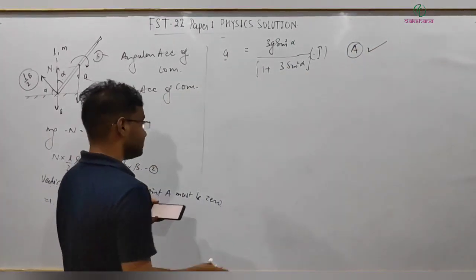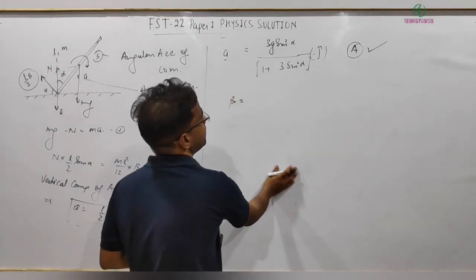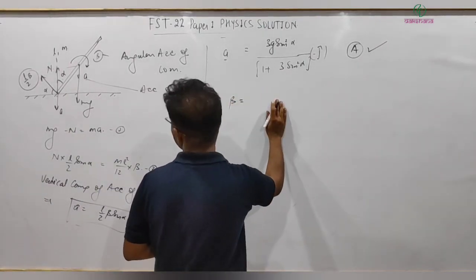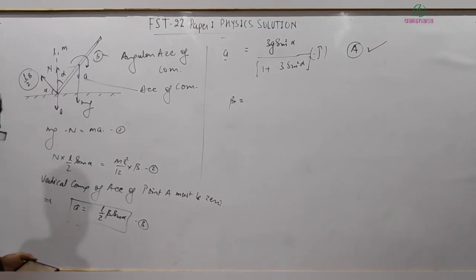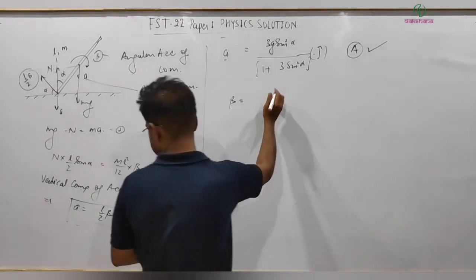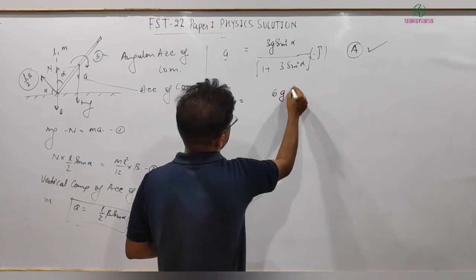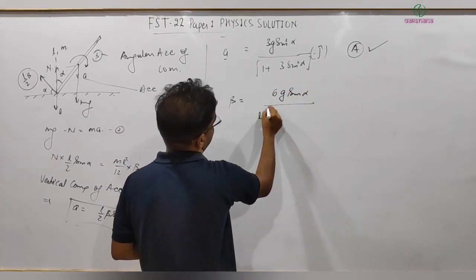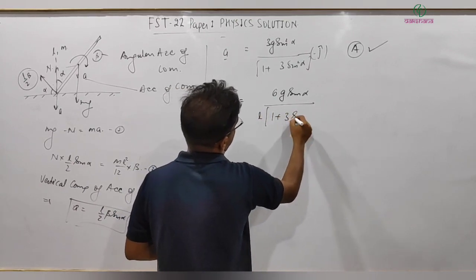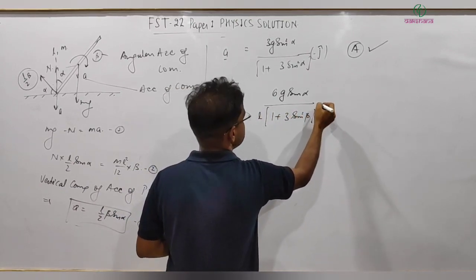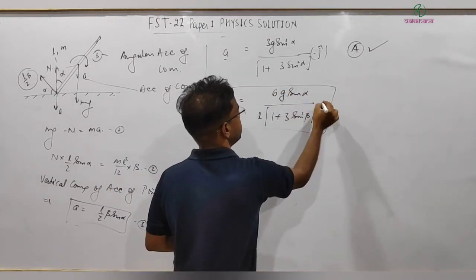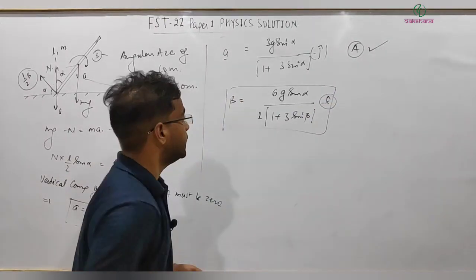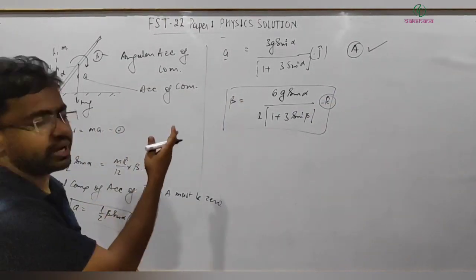And solving it, we get the value of beta also. This is a relation between A and beta. We are getting this. So beta will be 6g sine alpha divided by L into 1 plus 3 sine square alpha, and this is your angular acceleration. You can write minus k cap if you want the direction. Next thing is, now it's not talking about beta.